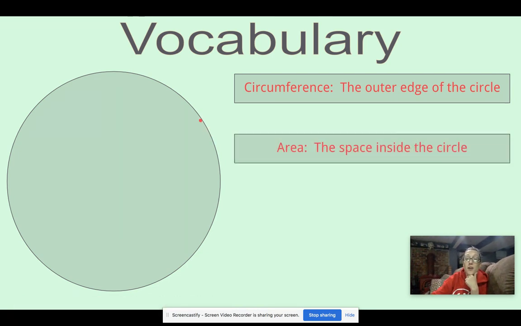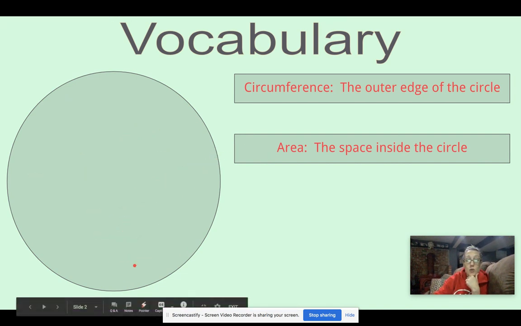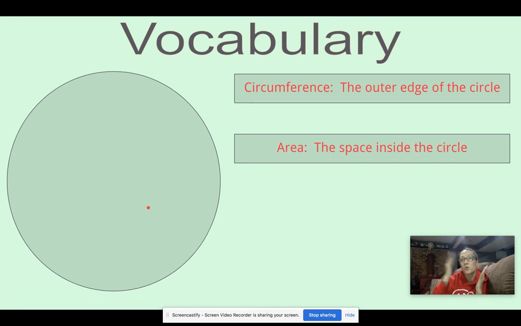When we talk about area, it's the space that's all inside the circle. So area, when we did rectangles and squares, was the area inside. With a circle, it's exactly the same thing. Now, with circumference, you knew that as perimeter with a square or rectangle, but now with a circle, it is a special name. It is circumference.